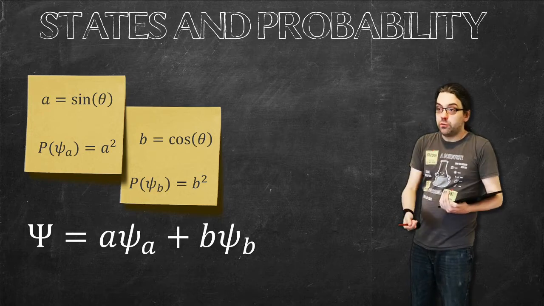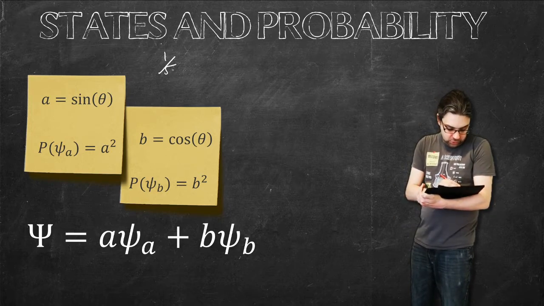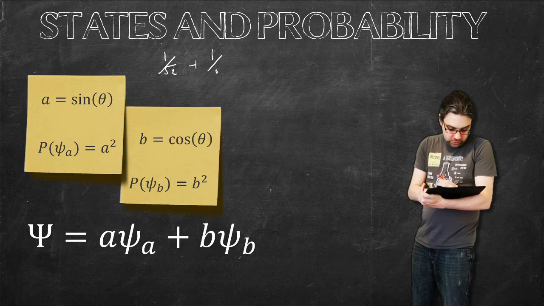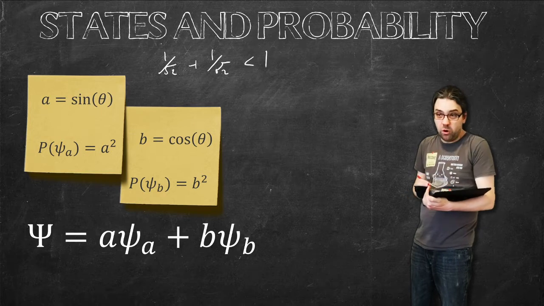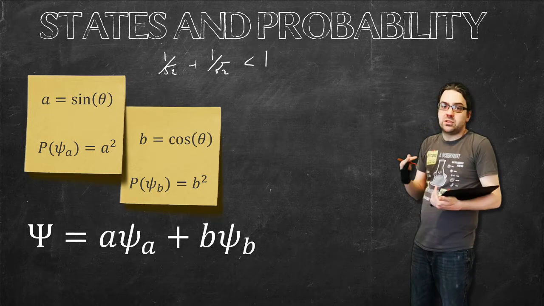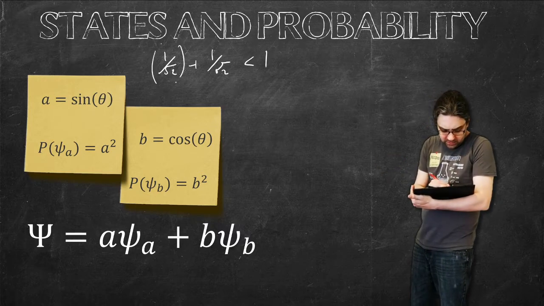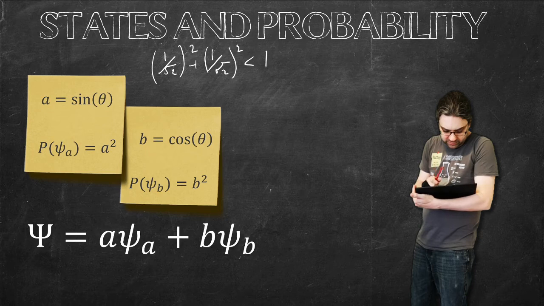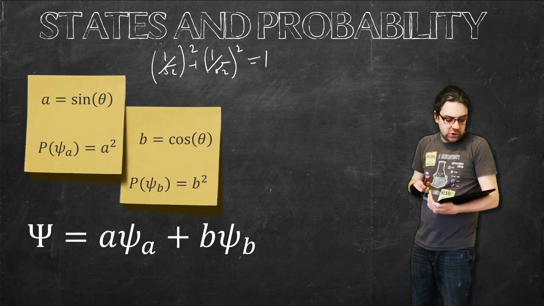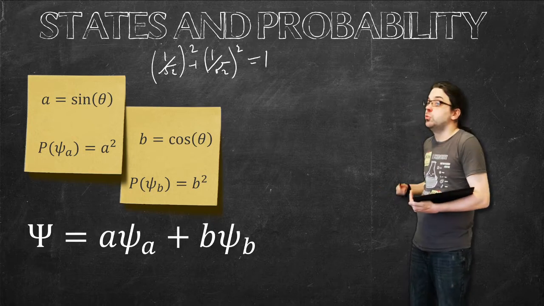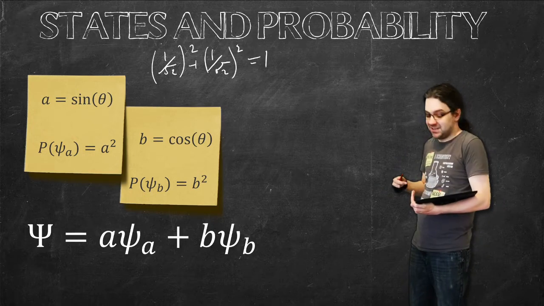So 1 over root 2 plus 1 over root 2 is clearly more than 1... actually, let's check: that is not going to work here. So we need to square these instead. And then we find out that it's actually equal to 1. So if we square those coefficients, we get the probability of finding that state.